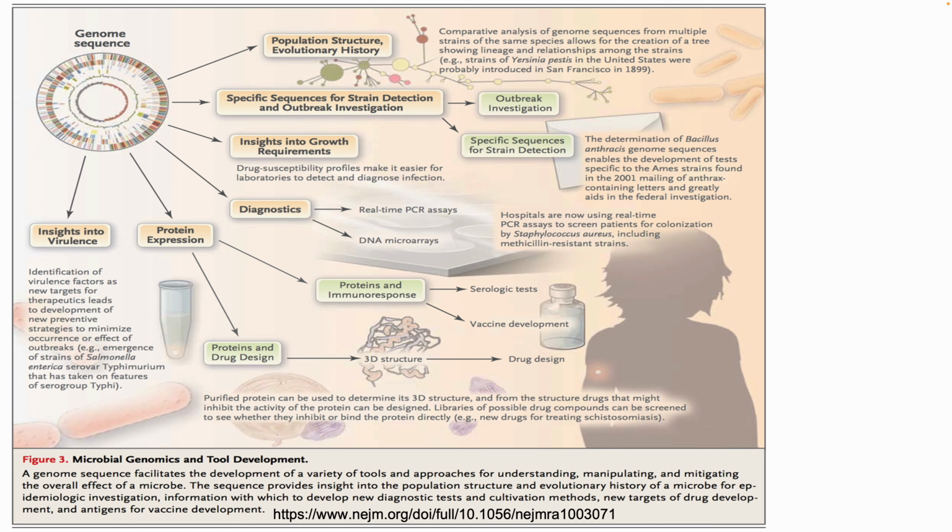And this is from a paper by David Relman and his colleagues where they reviewed what you could actually do with a bacterial genome sequence. So once you've got a bacterial genome sequence, you could look at the population structure and evolutionary history of the organism. You could look at outbreaks and strain detection. You could look at what's required for this thing to grow. You can reconstruct its metabolism. That's what happened with Tropheryma whipplei. You can develop diagnostic tools.